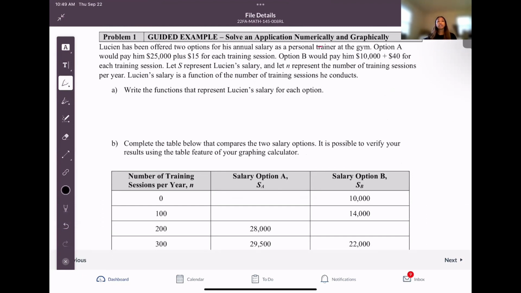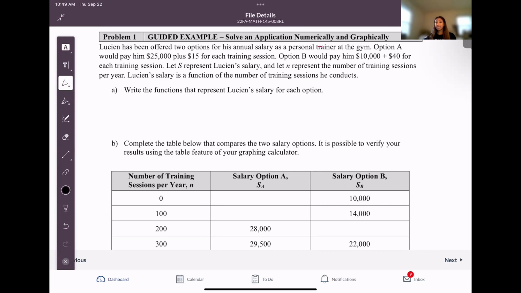Lucian has been offered 2 options for his annual salary as a personal trainer at the gym. Option A would pay him $25,000 plus $15 for each training session, and option B pays him $10,000 plus $40 for each training session. So just looking at these, we can see that it's hard to decide which one to do, right? If you really think about it.